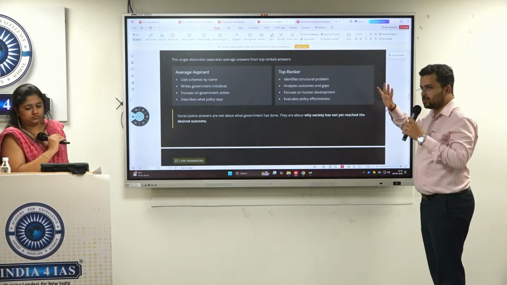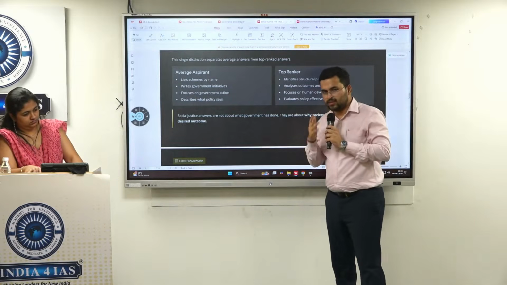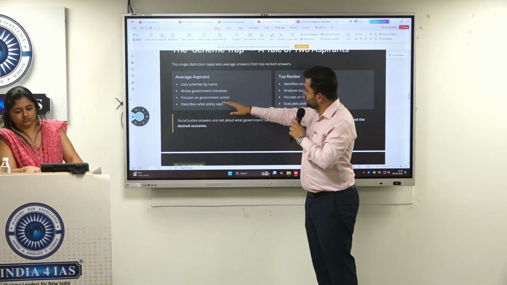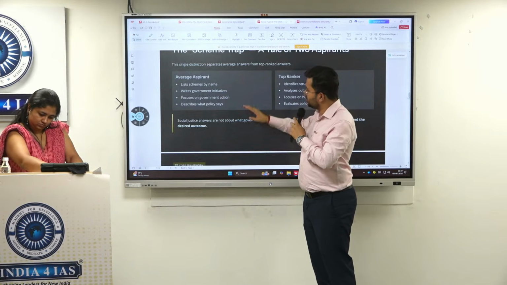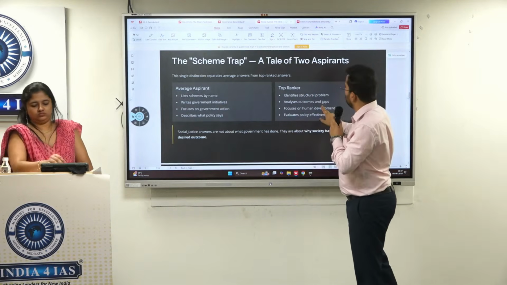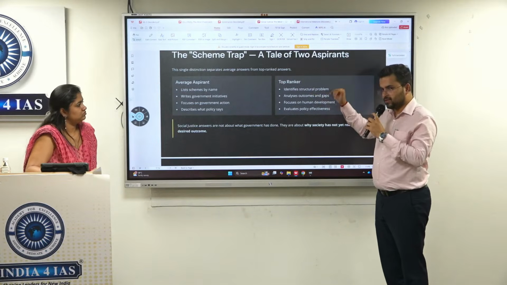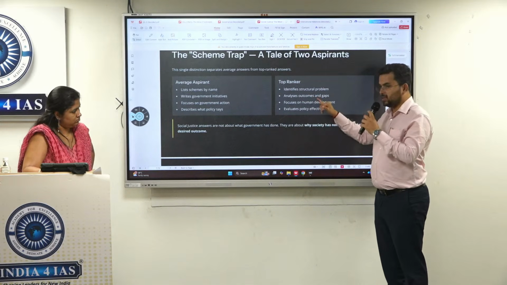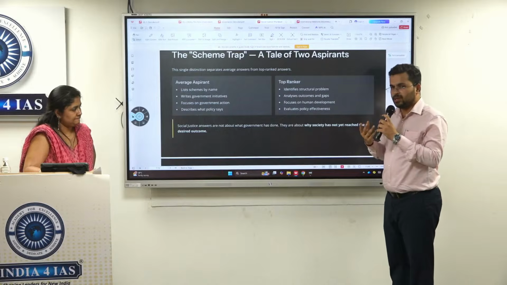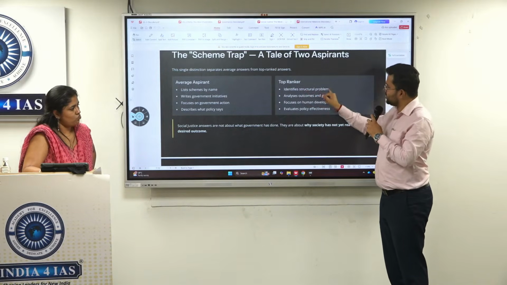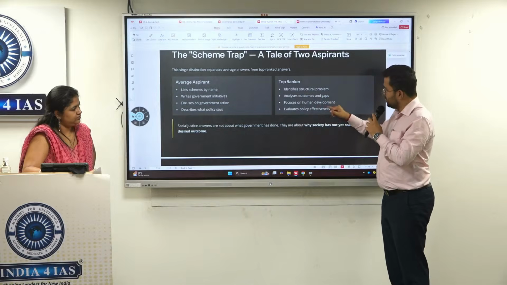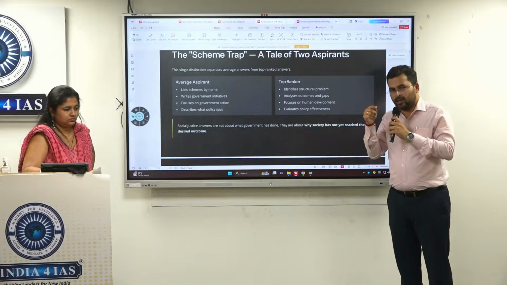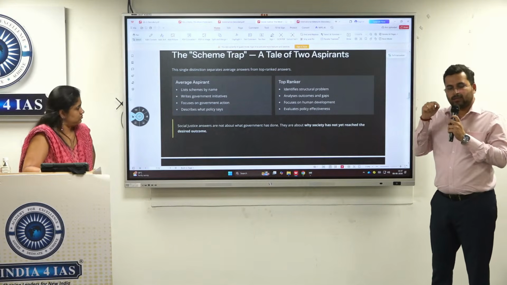Most people just jot down and memorize certain schemes. An average aspirant will just write initiatives, list the schemes, focus on the government action, and say what the policy is. What you should actually identify is the structural problem. What's the problem in that scheme or policy? Analyze outcomes and the gaps. Say there's a question on the Swachh Bharat Mission. Understand the structural problem, analyze the outcomes and gaps, then focus on human development, because there's a World Bank report on the Swachh Bharat Mission and its effects on the IMR and the MMR.